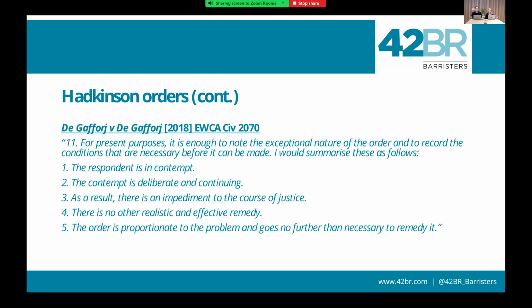There are a number of summaries out there of the principles of making Hadkinson orders, but I do find this summary from De Gafforge from 2018 particularly succinct. It is a Court of Appeal judgment, so I've set out the principles on the slide. The first is that the respondent is in contempt. That contempt is deliberate and continuing. As a result, there is an impediment to the course of justice. There is no other realistic and effective remedy. The order is proportionate to the problem and goes no further than necessary to remedy it.